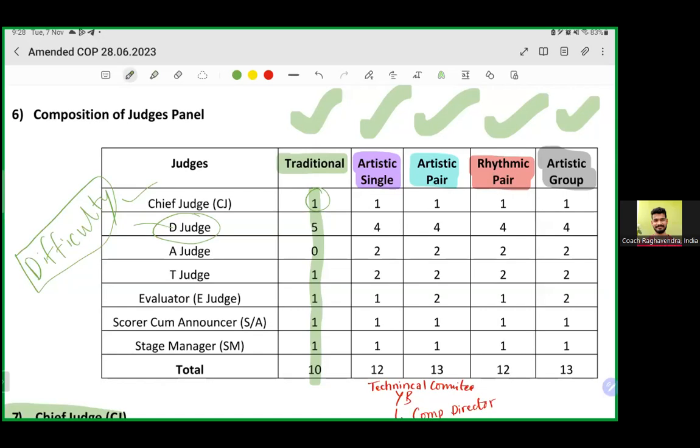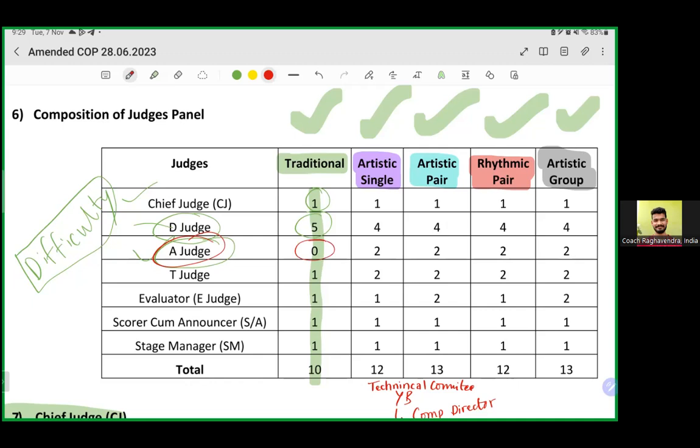In the earlier class, as you remember, we saw the micro marking system, which helps us give marks as per the difficulty of the asana. So, difficulty judges in traditional yogasana, we have 5 members. And artistic judge. The artistic judge is specially there for the artistic events: artistic single, artistic pair, rhythmic pair, and group event. For these events, an artistic judge will be there. However, in traditional yogasana, there is no involvement of any artistic movements or steps. There is no artistic judge.